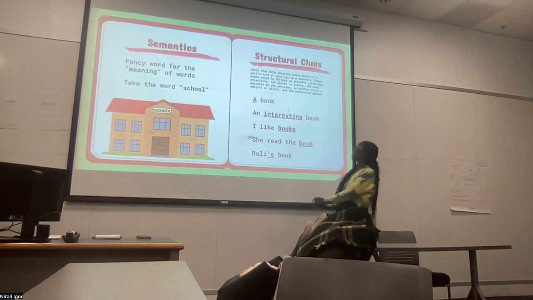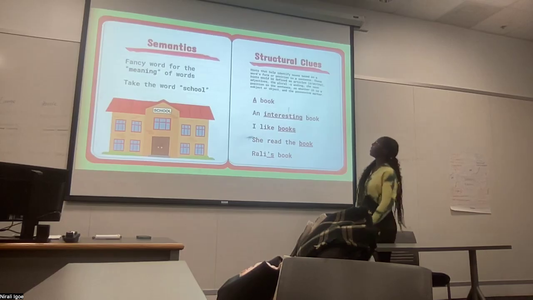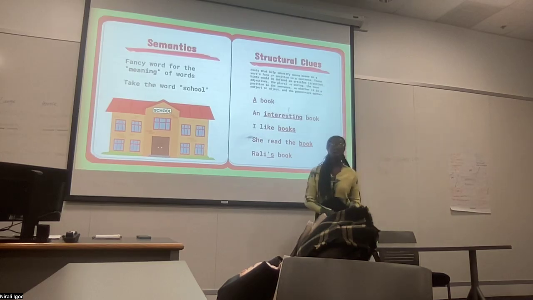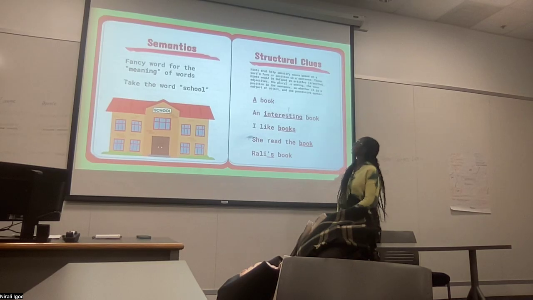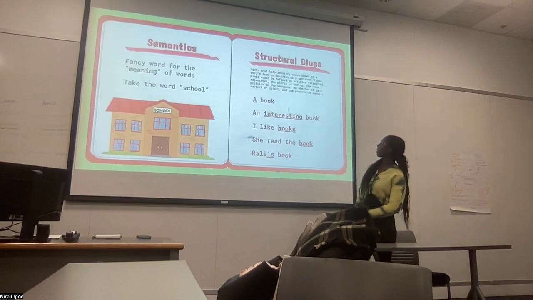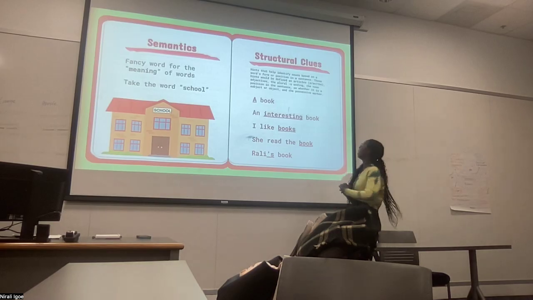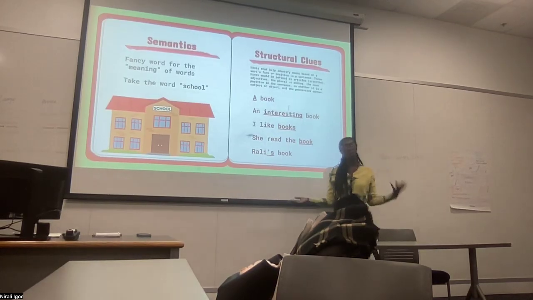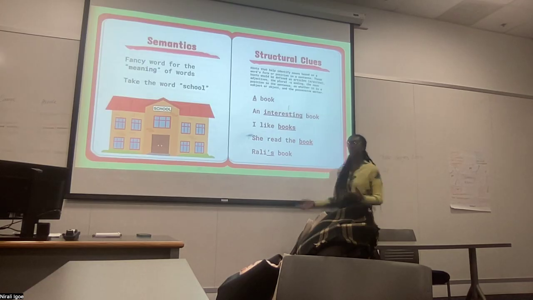Whereas structural clues is a little bit more complex. Structural clues are hints that help identify nouns based on a word's form or position in a sentence. These hints would be defined as articles, so a, an, and the. They would also be defined as adjectives, a plural S ending, and also the noun position in the sentence, so whether it's a subject or an object. Lastly, they would be defined as possessive marker.